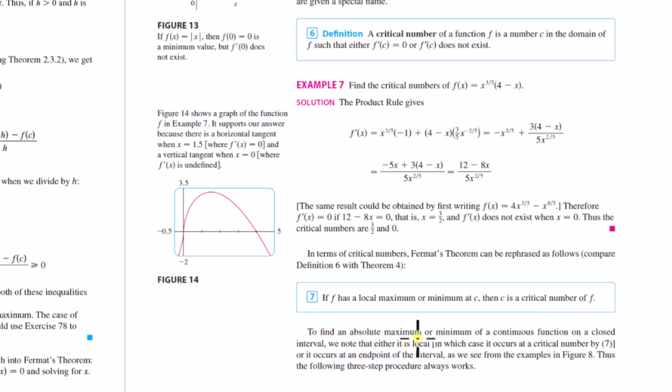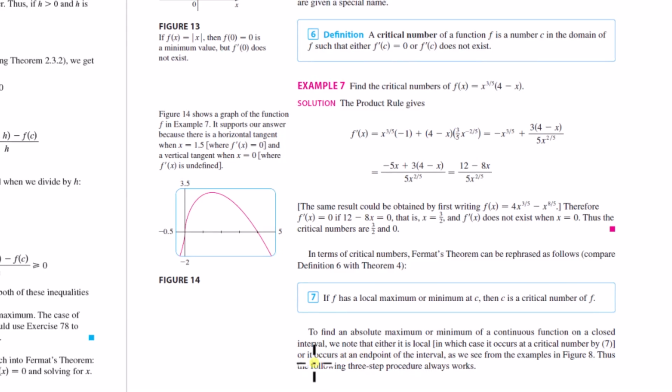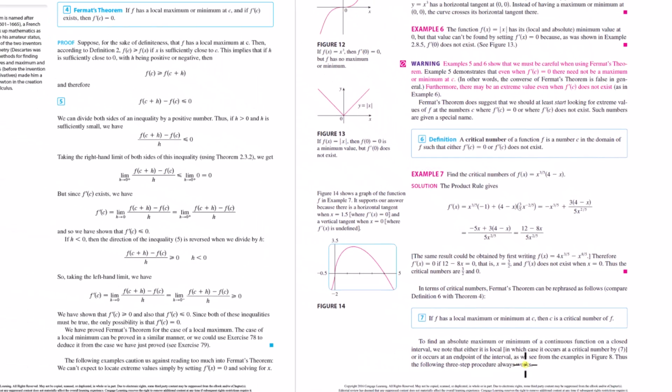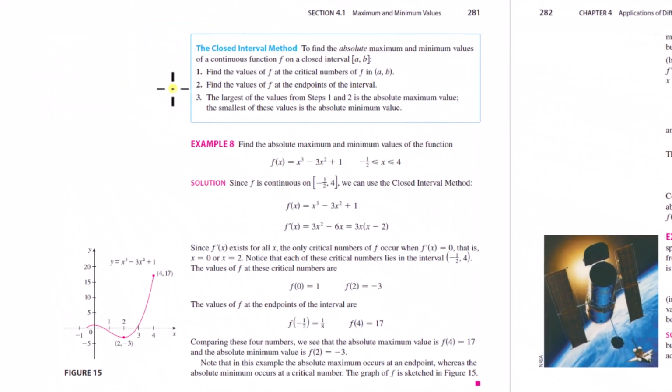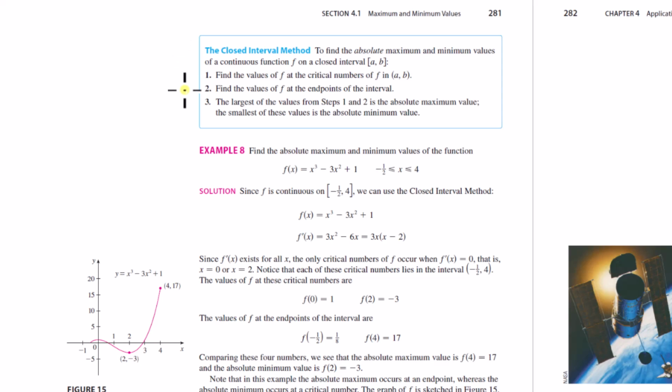To find an absolute maximum or minimum of a continuous function on a closed interval, we note that either it is local or it occurs at an endpoint of the interval. This is the closed interval method. Let's say we have a continuous function over a closed interval. This is the simplest case, a continuous function over a closed interval, and you want to find the absolute max and min.